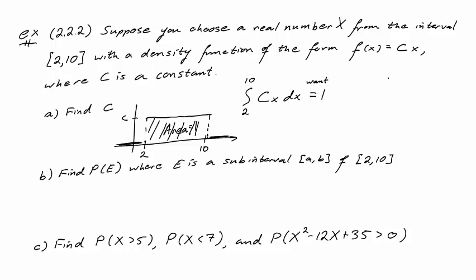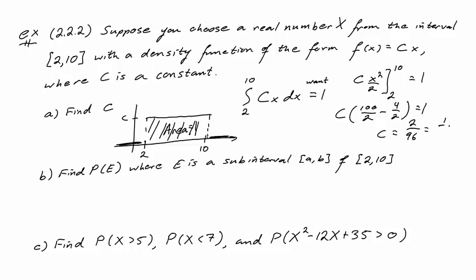And when we take the antiderivative, we get c x squared over 2. Going from 2 to 10, we want that to be equal to 1, so we get c times 100 over 2 minus 4 over 2 equals 1. So c has to be equal to 2 over 96, or 1/48. So that's the c value that we're going to use.